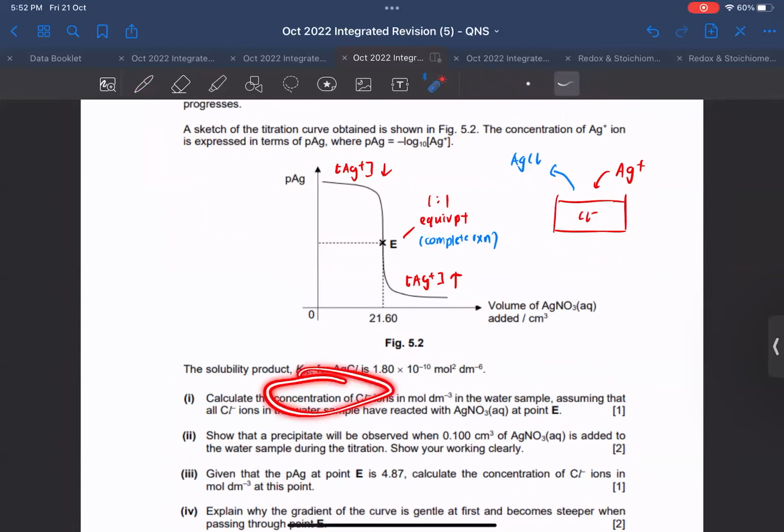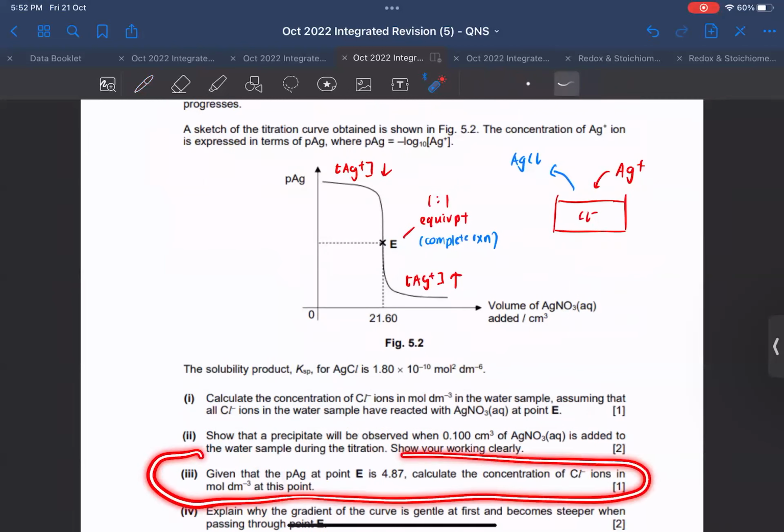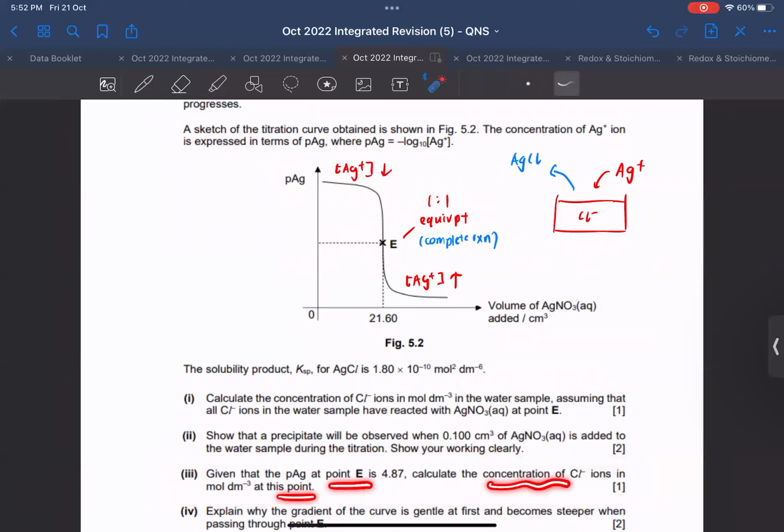Part 1, they ask us to calculate Cl- ions using point E. They said we assume all has reacted. But we know later on in part 3 that it is not actually true. Not all of the ions actually precipitated out, because they said that at point E, there's still a bit of Cl- remaining. But we can consider it as most of it reacted in order to calculate Cl-.